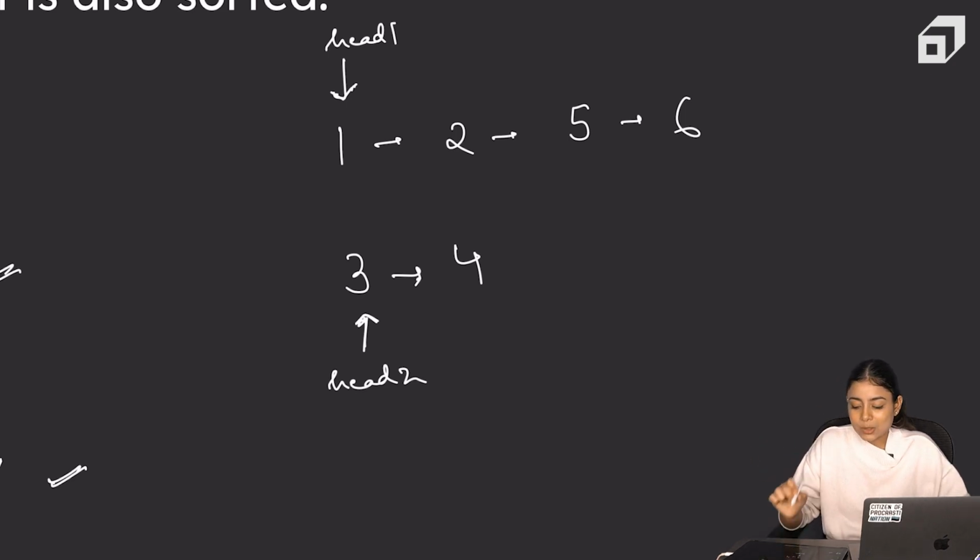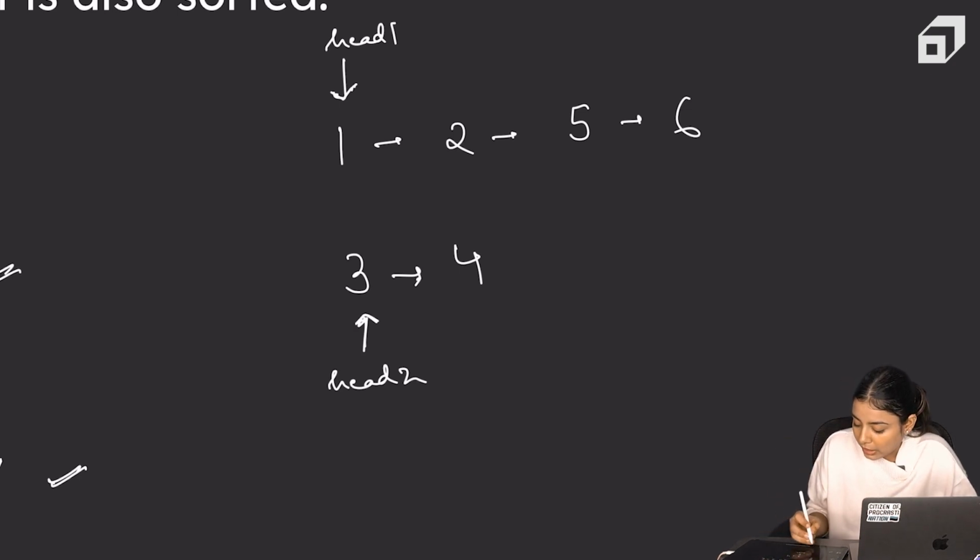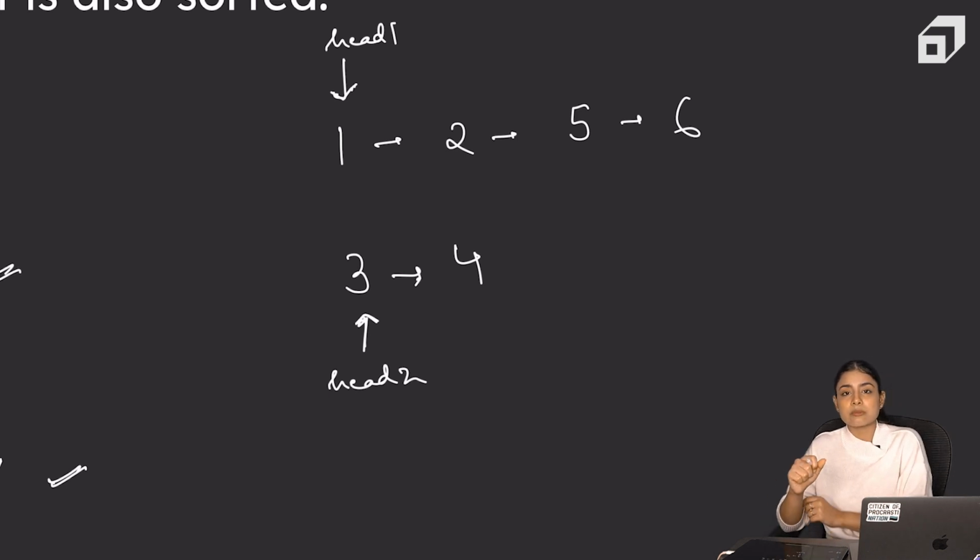So when we compare head 1 and head 2 value, I see that head 1 value is smaller. So I can safely say that this head 1 value is the smallest number that will be coming in my combined linked list. So now that I have established that this is the smaller number, I can create a new node with the same number, right? I can create new nodes with the same values, and that will create an absolutely new linked list for me, but that would be taking up some extra space.